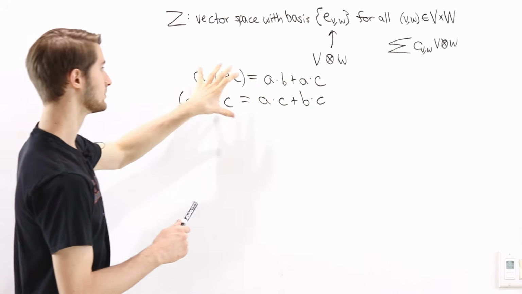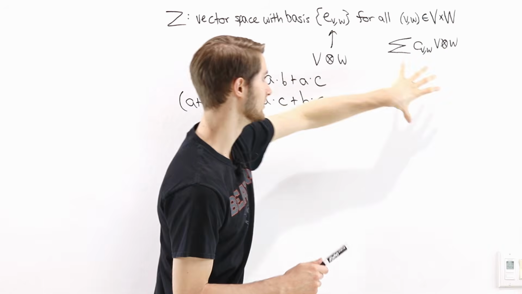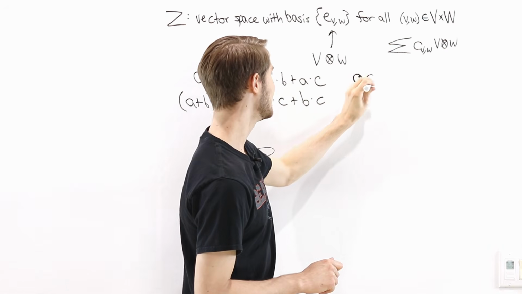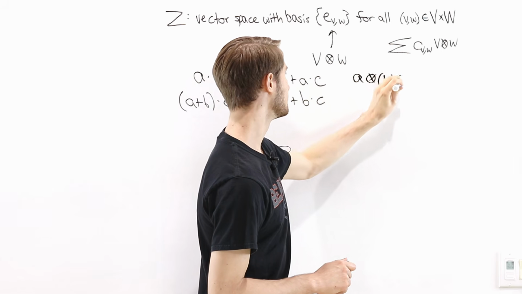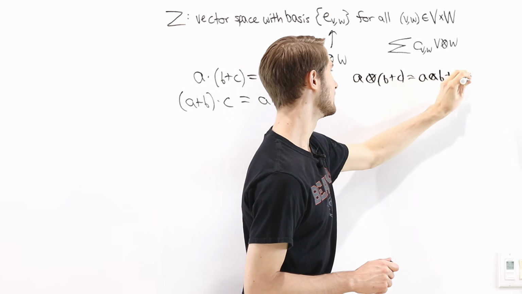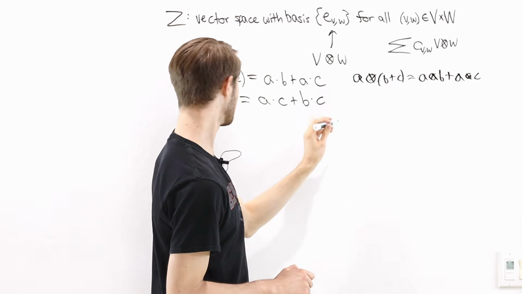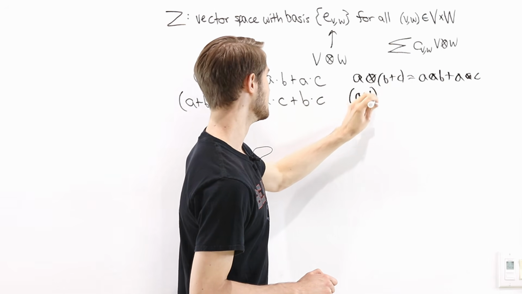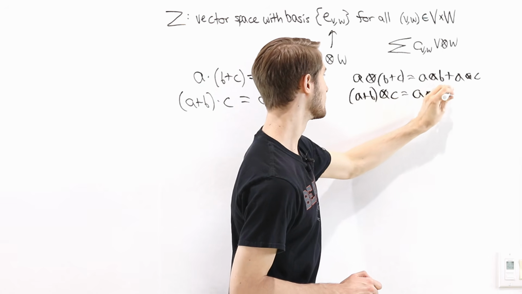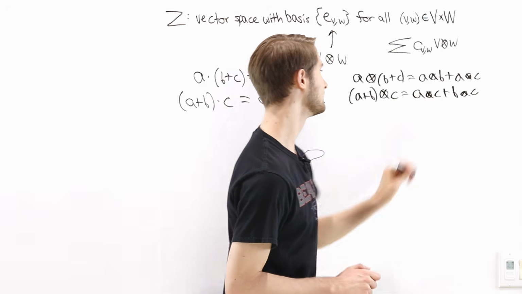So we want to take these relations and port them over to the tensor product. So on that side, we'll have a tensor (b plus c) equals a tensor b plus a tensor c. And similarly, (a plus b) tensor c equals a tensor c plus b tensor c.